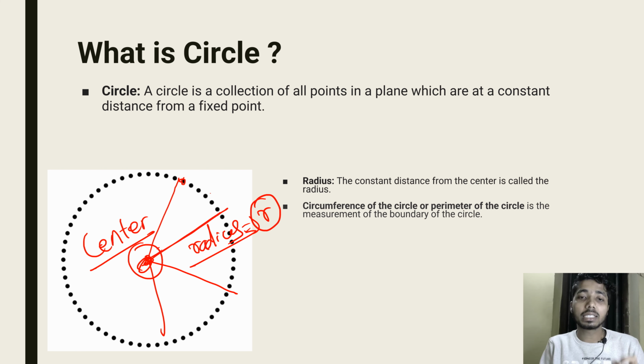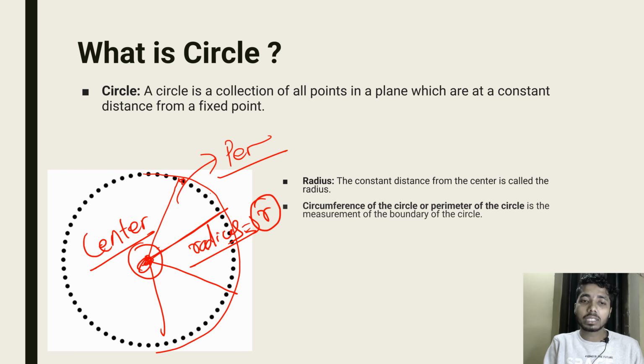And one more term is circumference. What is the circumference of a circle? Basically, circumference is just like the perimeter of the circle, or we can also say the boundary of this circle. The boundary of this circle is known as the circumference of the circle.